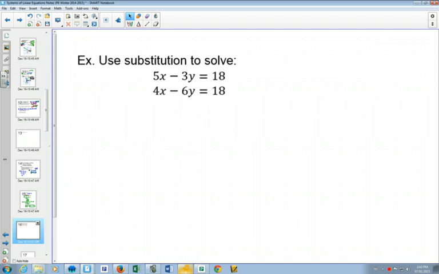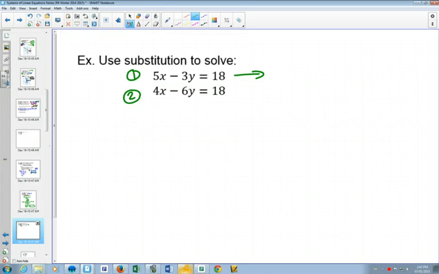Because 18 divides nicely by 3 and divides nicely by 6, I think it does make sense to get the y by itself. We'll have a little bit less fractions. Which equation do you want to get the y by itself? Equation 1 or equation 2? Equation 1? Okay.